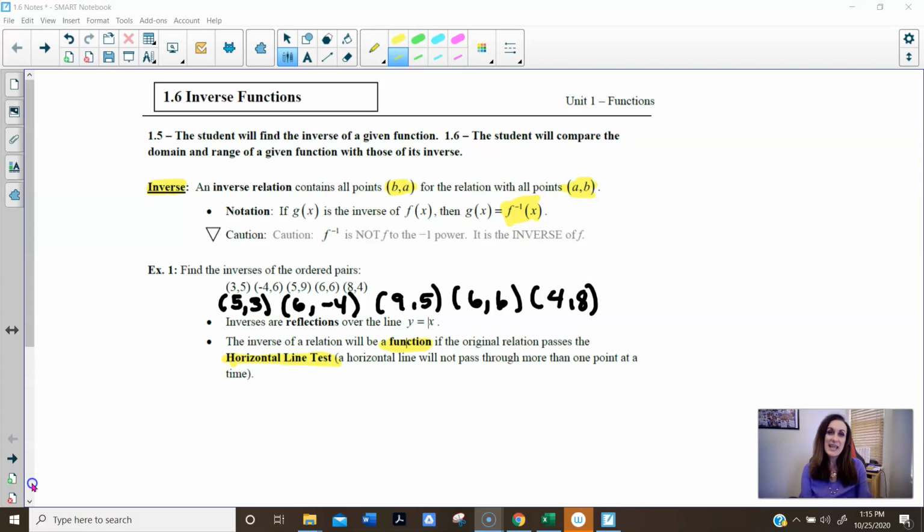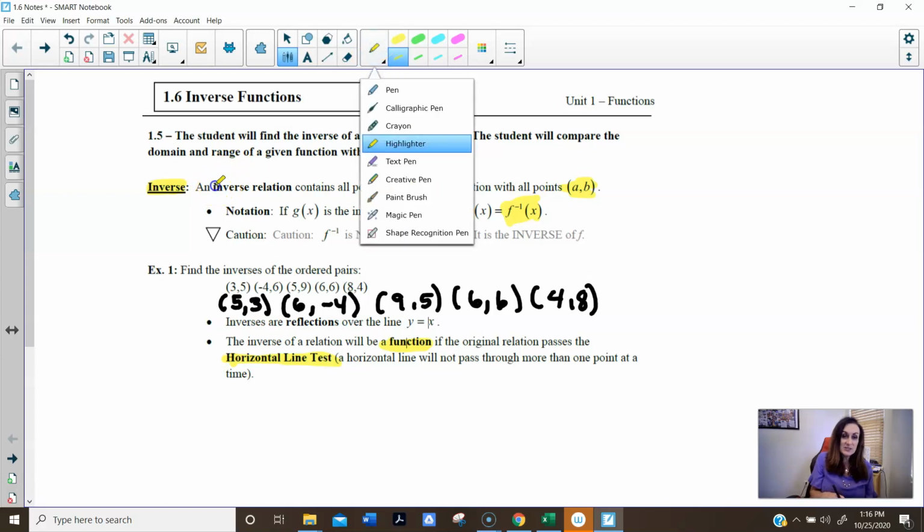Hi guys, so today is 1.6 inverse functions. Today we're going to take a function and determine if it has an inverse function. We're also going to compare the domain and range of the original function to the inverse function. So getting started, let's just talk about what an inverse relation is.